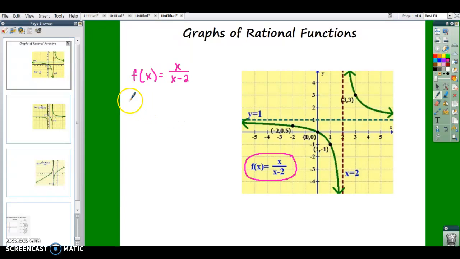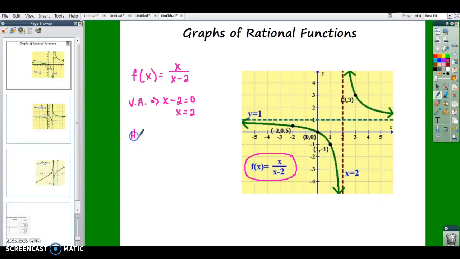Remember, vertical asymptote would just be where the denominator is 0. So if I take my denominator and set it equal to 0 and solve that equation, that will tell me where my vertical asymptote is.